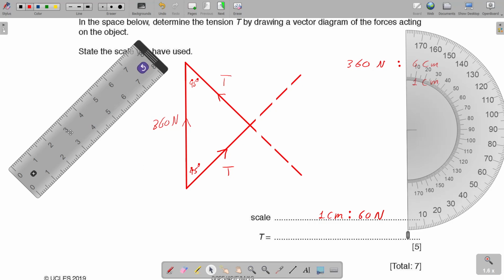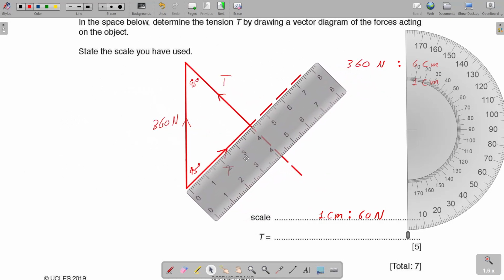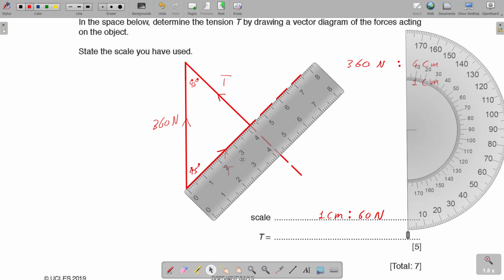Now we measure the distance of each of the T lines. For my diagram, this is approximately 4.2 centimeters. So I'm going to multiply the distance 4.2 times 60. That gives an answer of 252 newtons. And by the way, not all of you will get the same exact diagram, so not the same exact final result for the tension force.